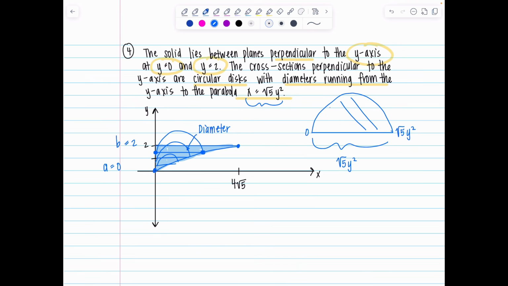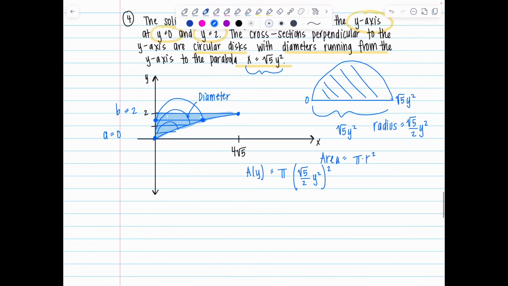Well, I need the area of one arbitrary slice. In this case, it's area of y. We know the area of a circle is pi times the radius squared. So the radius would be half the diameter, rad 5 over 2 y squared. So the area of an arbitrary slice would be pi times rad 5 over 2 y squared, squared. Okay, let's clean that up. The rad 5 just becomes a 5. Keep the pi. It's over 4, and then now we have y to the 4th. Okay, beautiful. So we're ready.